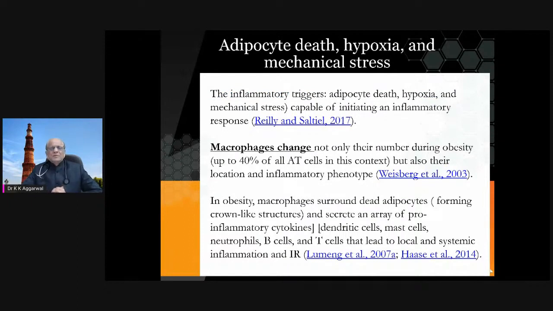Now what happens? When I say adipocyte death leads to hypoxia, hypoxia will lead to mechanical stress, mitochondrial stress, and it will lead to an inflammatory response. So there are two types of inflammatory responses which will happen. One will be macrophage-induced TNF alpha, and second will be oxidative stress, which will lead to cell injury. So two pathways come in, the oxidative stress pathway and the TNF alpha pathway.